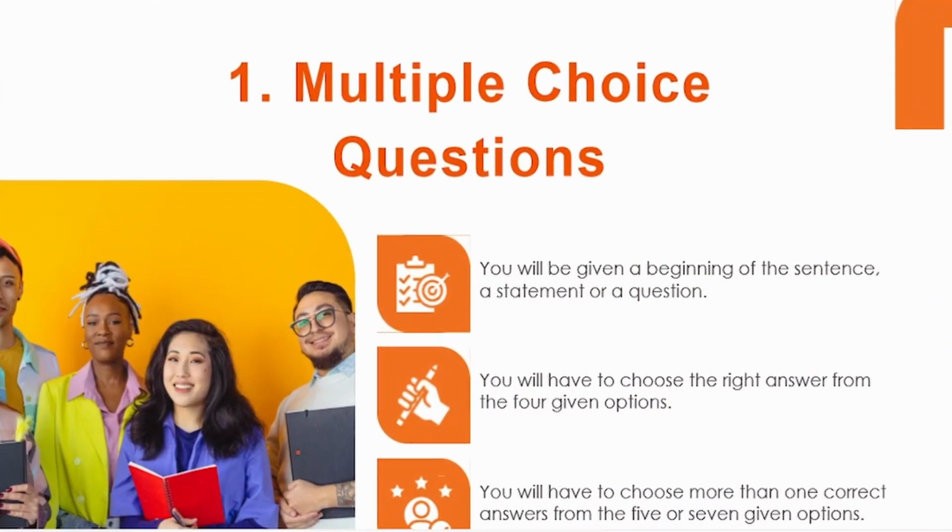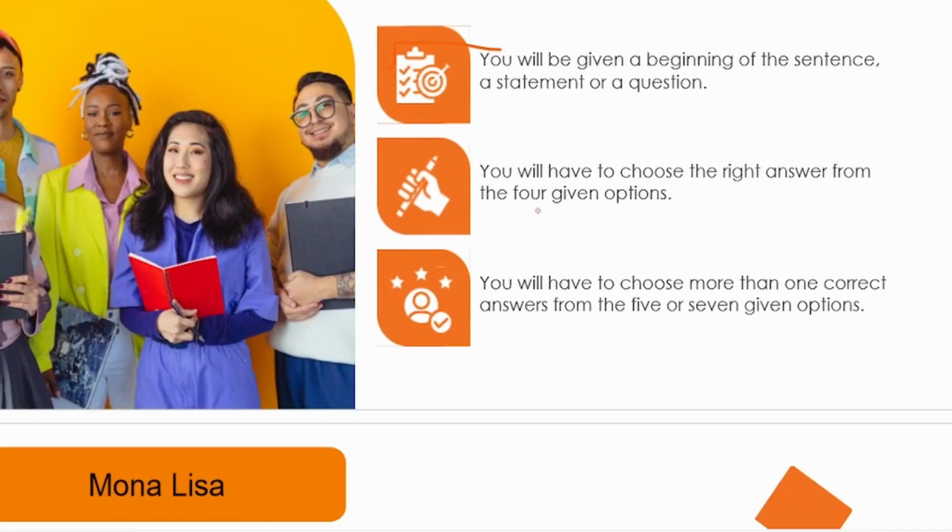Now let us look into the first type of question, which is the multiple choice questions. Under this, you will be given the beginning of a sentence, a statement, or a question. Also, what you need to remember here is you will have to choose the right answer from the 4 given options. Sometimes it might also happen that you will have to choose more than 1 correct answer from the 5 or 7 given options.